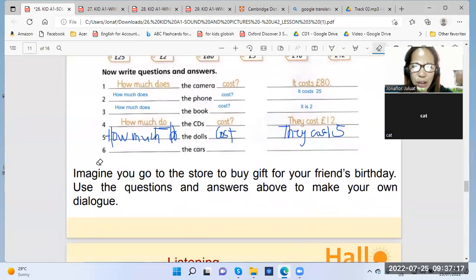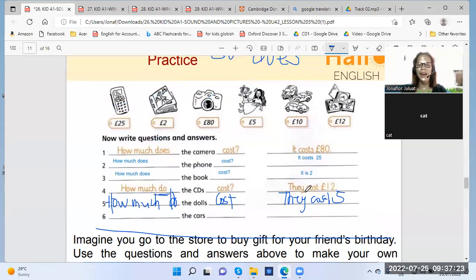Okay, how about number six? I want you to answer number six. Find the cars. Count the cars and make a question. Look at the picture. Where are the cars? Count the cars. How many cars are there?